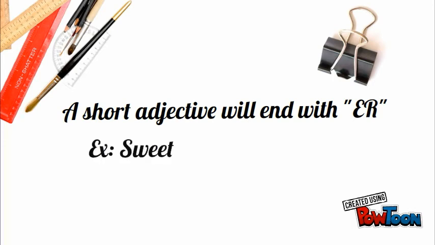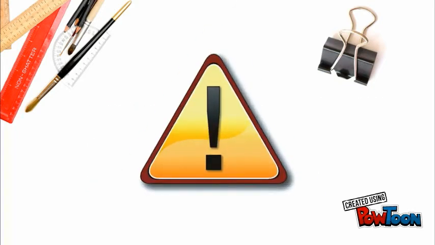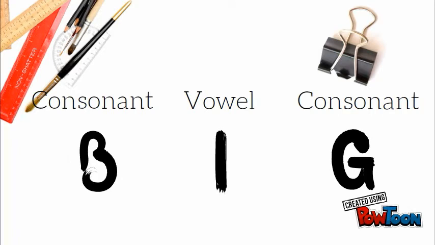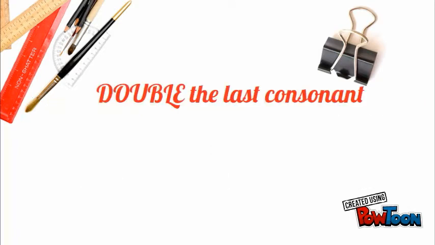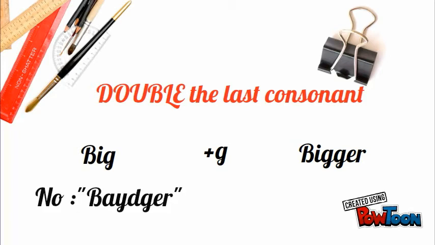For example, sweet becomes sweeter. Kind becomes kinder. But be careful! If you have a consonant, a vowel, and another consonant, you will have to double the last consonant. Let's take the example of big. Here, you will double the G. Bigger. Why? Because if you don't, you will pronounce it "biger", and you don't want the I to diphthong.